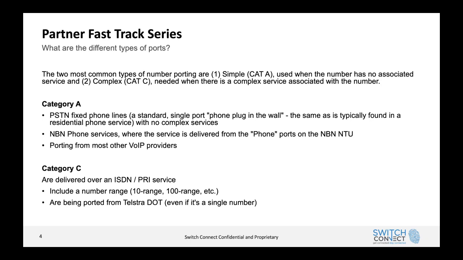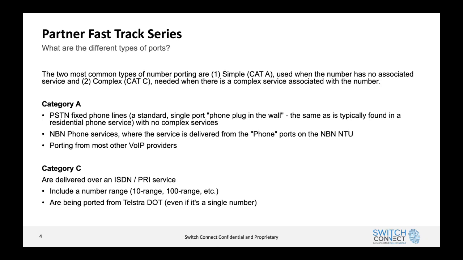What it would do is, if the first number rang and it was busy, it would ring on to the next PSTN line and so forth, and rotate through those lines. In that instance, because all those lines were part of what they called a rotary group, a hunt group or a circular queue, from a carrier's perspective that's deemed a complex service. So if you wanted to port those four single PSTN lines, you'd have to do it as a CATC port.